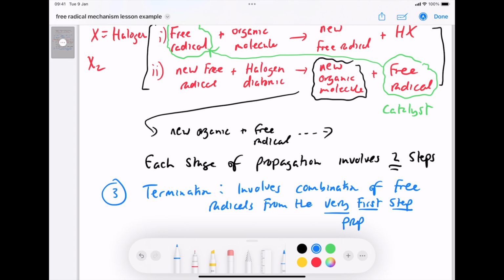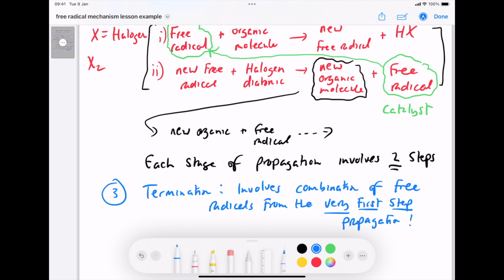And that's really important. A free radical substitution mechanism is also described as a chain reaction, like nuclear fission in physics, where you split an unstable isotope, and that's a chain reaction. Once a chain reaction starts, it just keeps going and going until something stops it. So this is an example of a chain reaction.